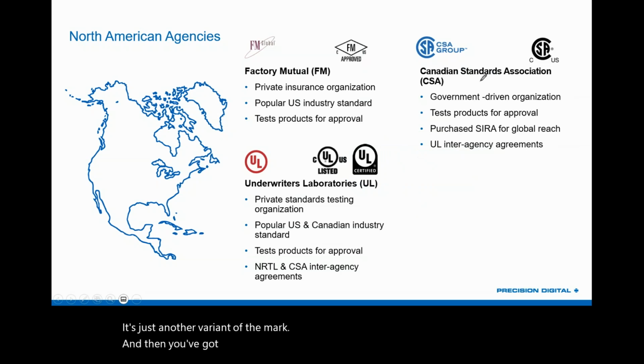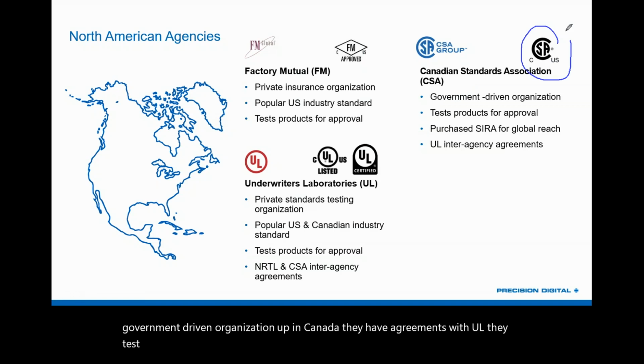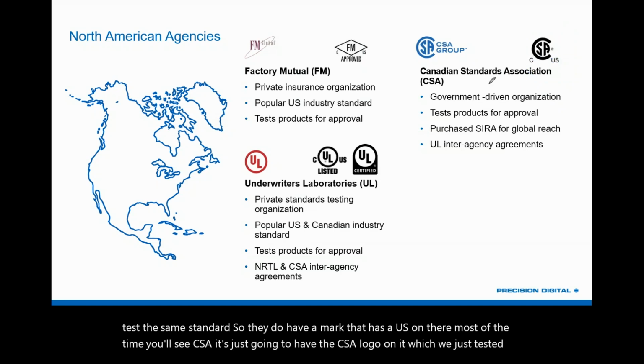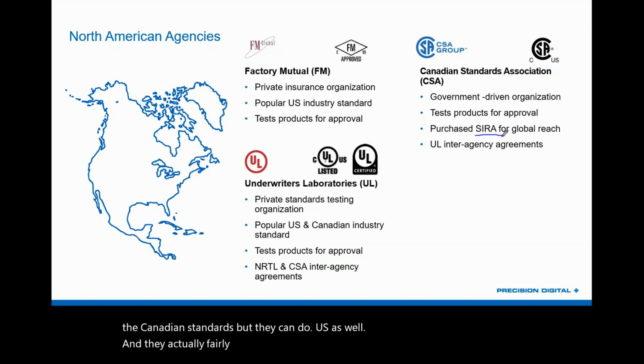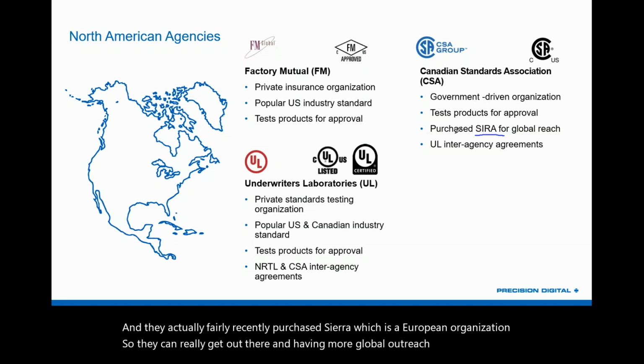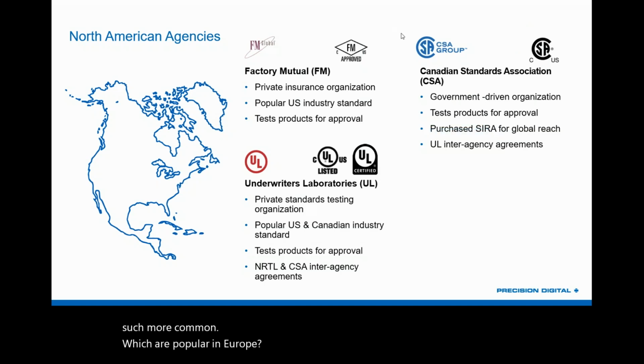And then you've got the Canadian Standards Association, or CSA. That is a government-driven organization up in Canada. They have agreements with UL. They test the same standards, so they do have a mark that has a US on there. Most of the time you'll see CSA, it's just going to have the CSA logo on it, which means it's just tested to the Canadian standards, but they can do US as well. They actually fairly recently purchased CIRA, which is a European organization, so they can really get out there and have a more global outreach, getting other marks as well. So sometimes when you do see CSA, you're seeing things like ATEX and such more common, which are popular in Europe. But those are the ones you're most likely going to see here in the United States.